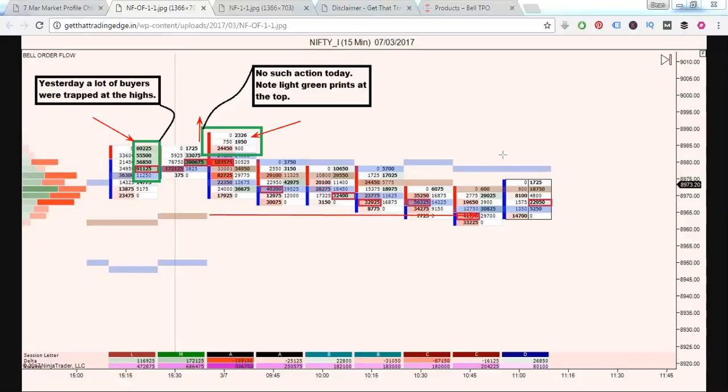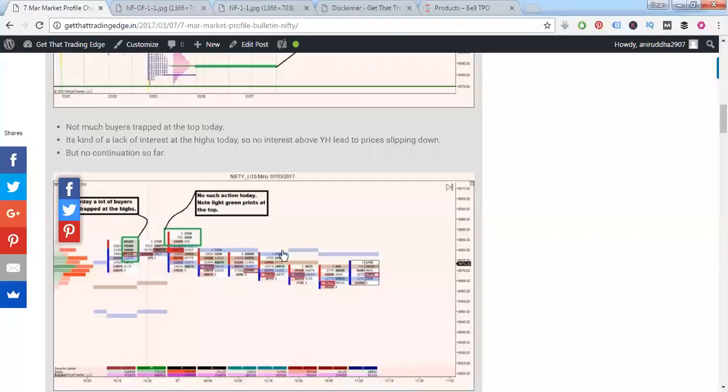Looking at this lack of interest, prices again just slipped lower, tested yesterday's VWAP and just hovered around there. I mean, nothing happened in this trading. Let's see what happened afterwards.